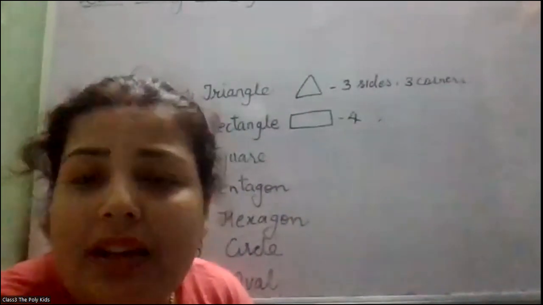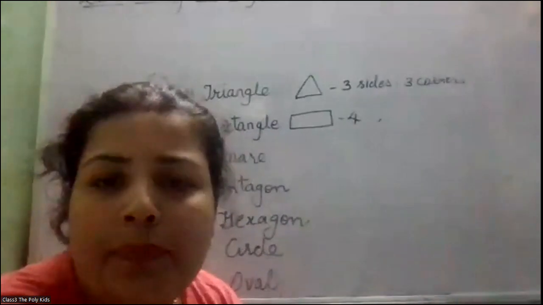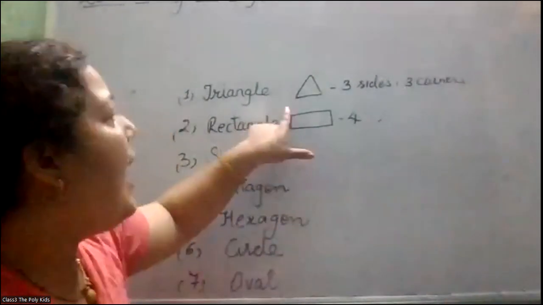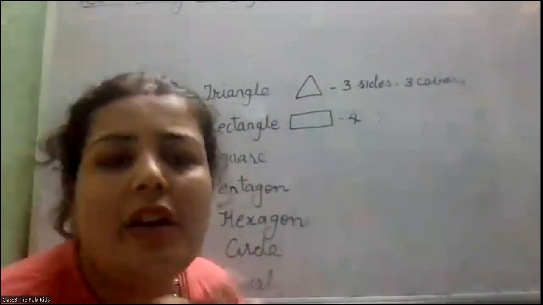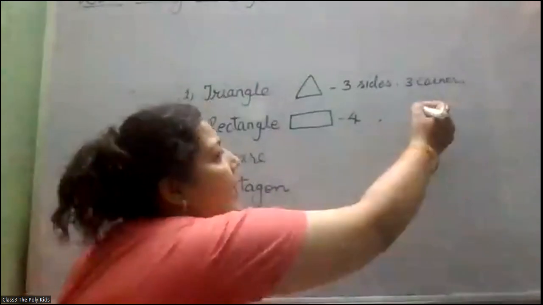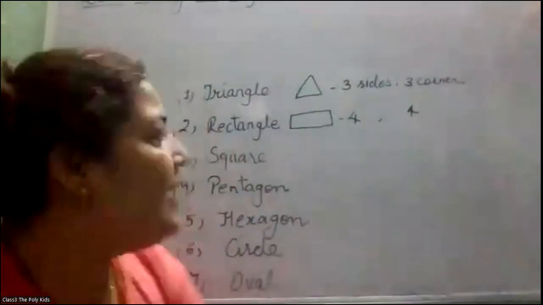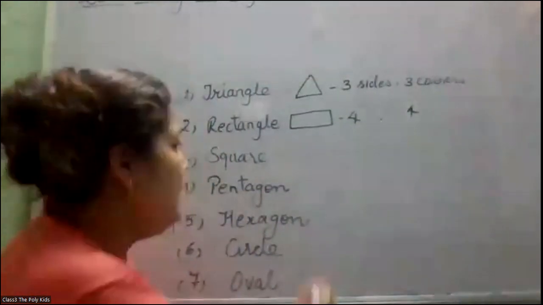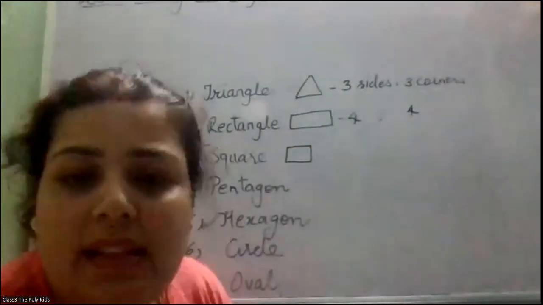And how many corners or vertices? How many corners are there? Just count. 1, 2, 3, 4. So the corners or vertices are 4. Very good. 4 corners and 4 edges. Very good. Now just talk about the square. This is a square. So how many sides are there?